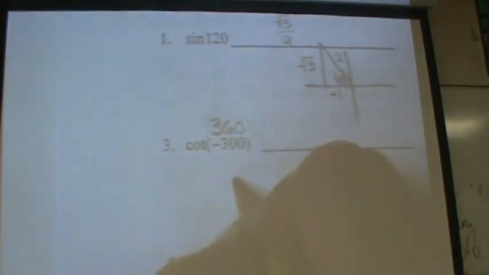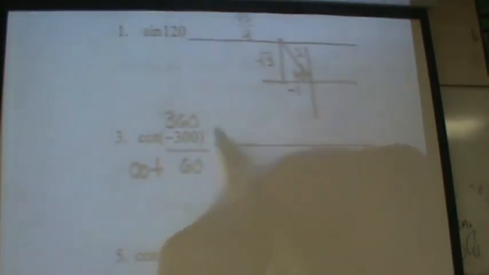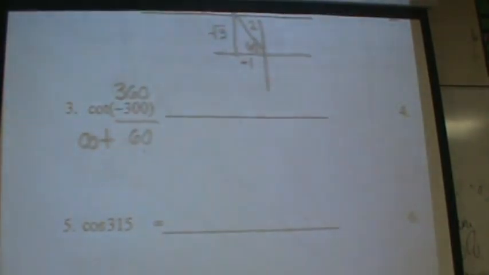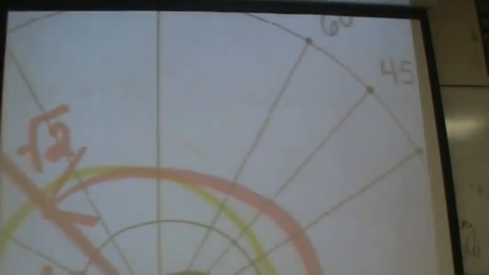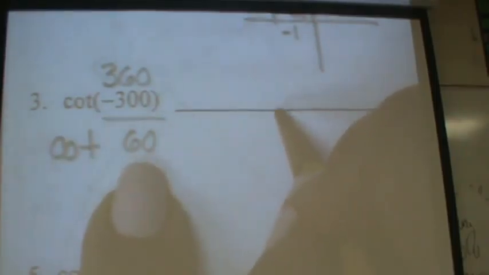Okay, cotangent of -300. I don't like this -300 business, so I'm going to add 360 to that, because if I went backwards 300 degrees, where am I? I'm at a 60-degree angle. Well, where is a 60-degree angle, you guys? If I went backwards 300 degrees, it's the same as going forward 60. Does everyone understand that? Just by adding 360 to that answer, it's the same as saying 60 degrees. So let's draw a 60-degree angle.